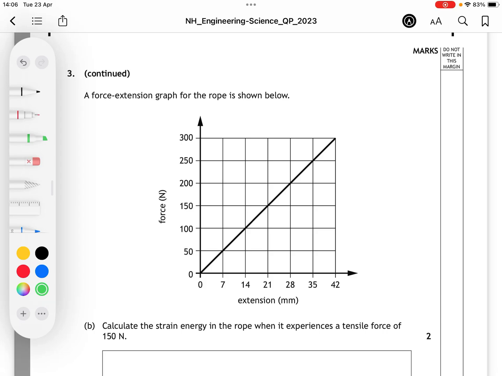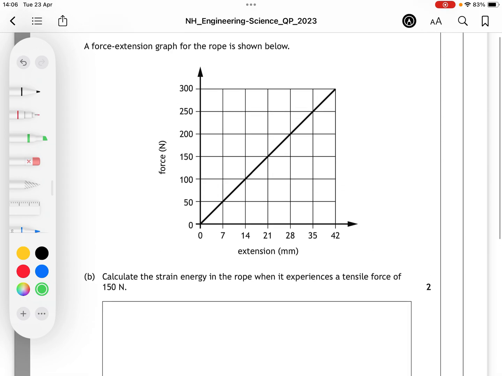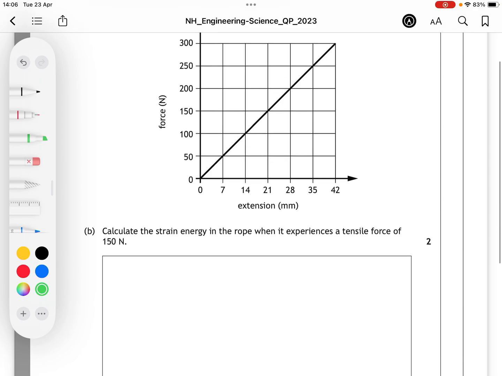This is question 3b from the 2023 Higher Engineering Science paper. Here we're given a force extension graph for a rope, and we're being asked to calculate the strain energy in the rope when it experiences a tensile force of 150 newtons.